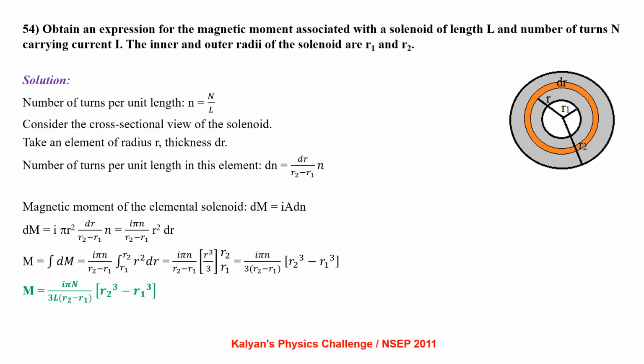Magnetic moment of the elemental solenoid dm equal to I into a into dn, that is dm equal to I into pi r square dr by r2 minus r1 into n, which after rearranging becomes I pi n by r2 minus r1 into r square dr. So the total moment m equal to integral dm, I pi n by r2 minus r1, integral r1 to r2 r square dr. Upon integration, we get the final value as I pi n by 3 into r2 minus r1 of r2 cube minus r1 cube.